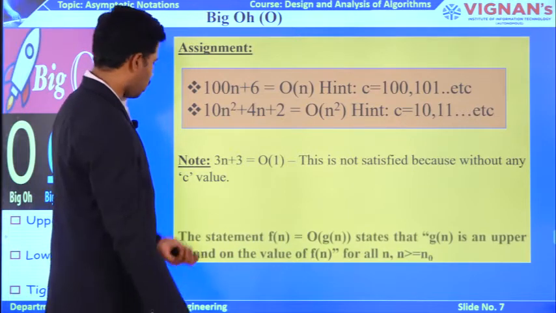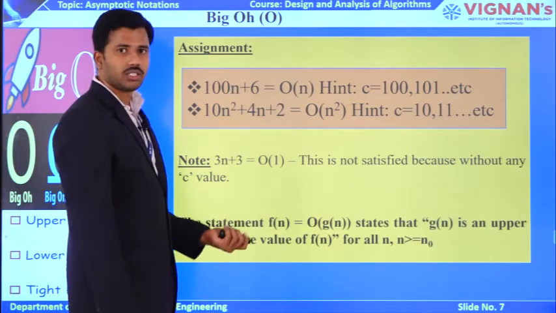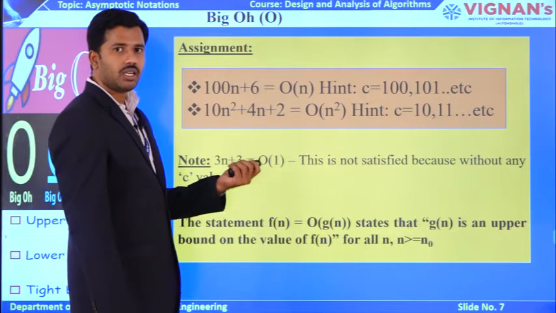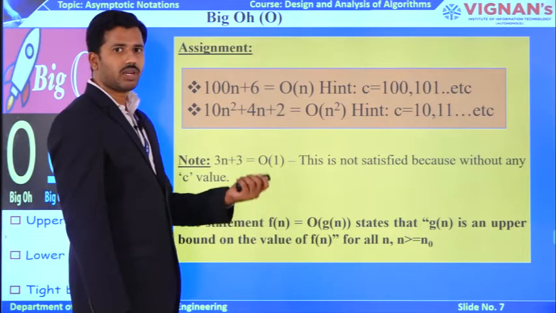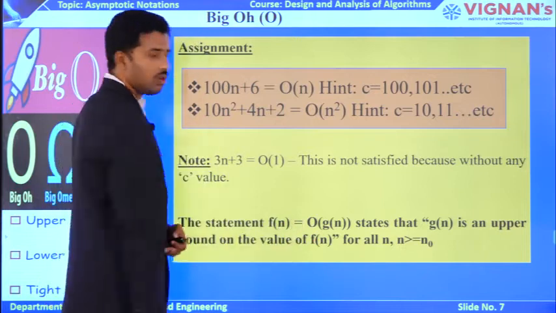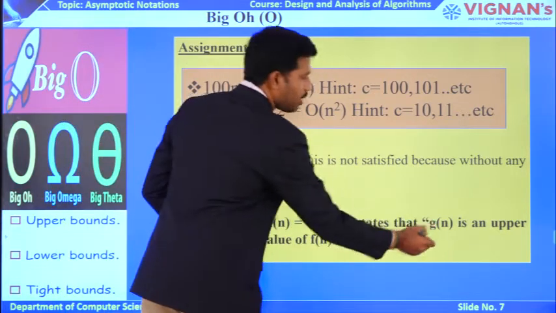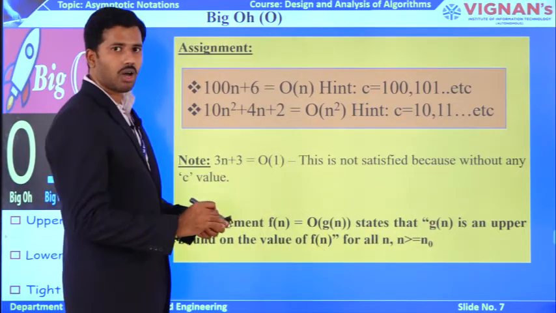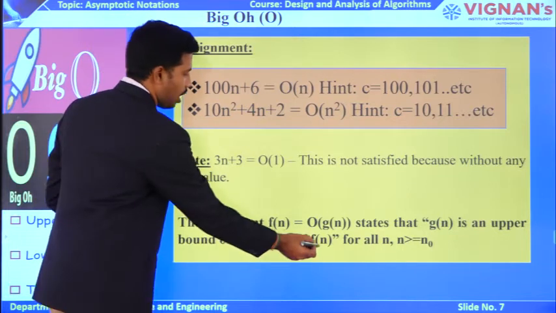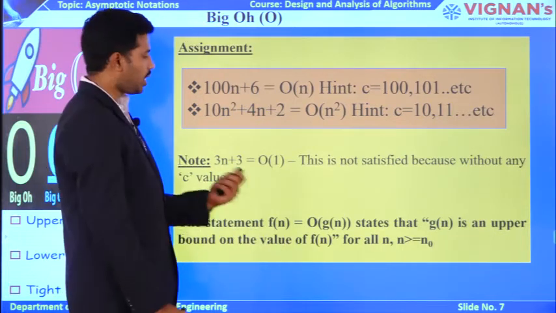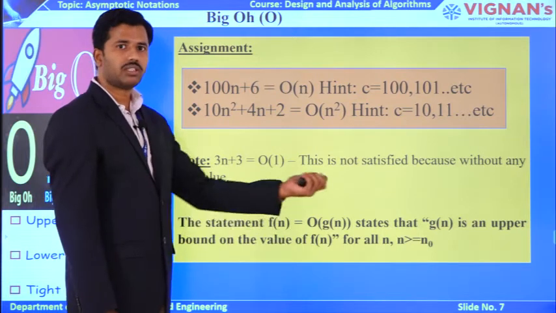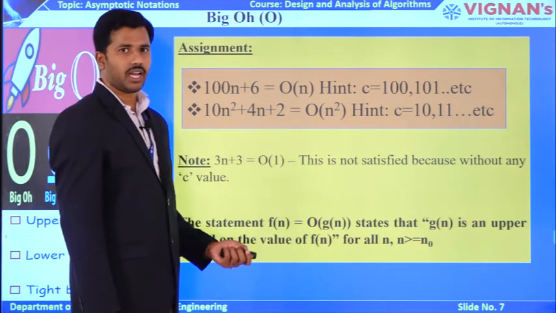Now, the main verdict of this big O notation is: if two functions f of n as well as g of n have a relation with big O, then the g of n must have an upper bound or higher value than f of n, or you can say that f of n must have a lower value than g of n for all n values.